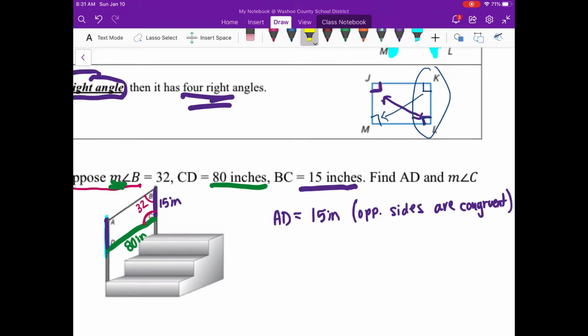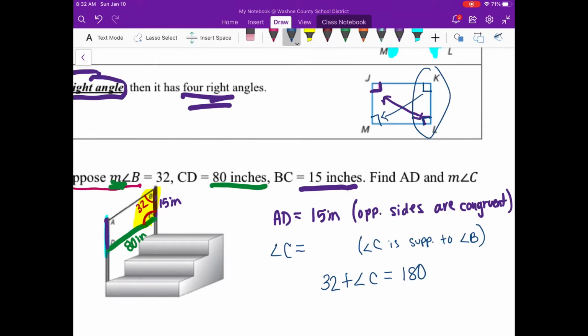Okay, so I just look straight across and I know opposite sides are congruent. Now, this next part, the angle is going to take a little bit more math. Angle B and angle C are consecutive angles. In order to find angle C, I need to know that angle C is supplementary to angle B, which means that together they should add up to 180.